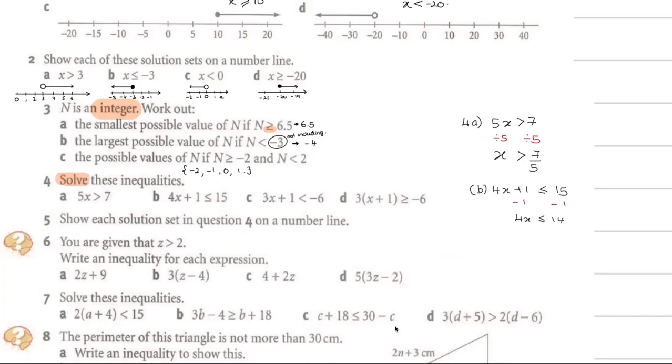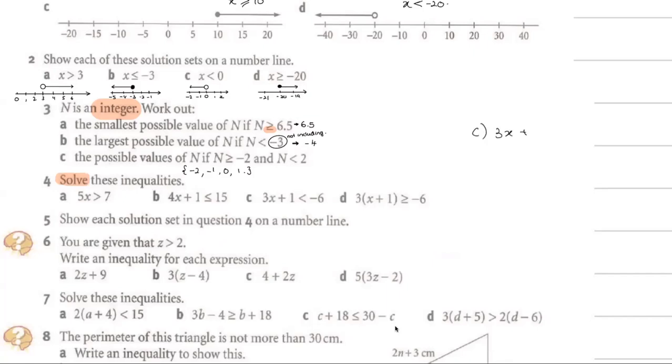And then we divide by 4, divided by 4. 14 over 4, which is 7 over 2. Okay, then we can erase this, and then we go to question C.